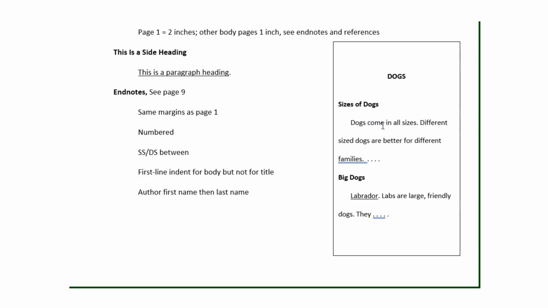Endnotes, it's page 9. You have the same margins as page 1. They are numbered. You single space, but you double between them. So you're going to change your line spacing. You'll use a first line indent for the body, but not for the title, or the title won't be centered correctly. And you will have the author's first name and then the last name.